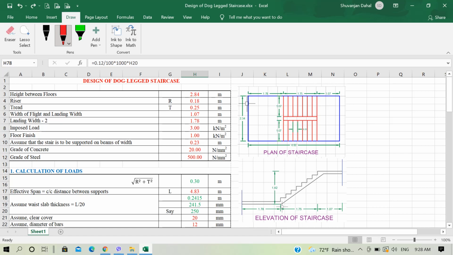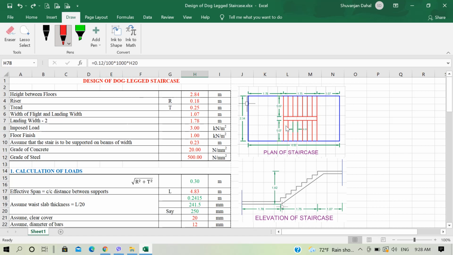So let's start with today's lecture, design of dog-legged staircase. We discussed in our previous lecture that the most common staircase type in residential buildings is perhaps the dog-legged staircase. We discussed the various types of staircase in our previous lecture, and we will design a particular type of staircase in this lecture, that is our dog-legged staircase, which is supported longitudinally.